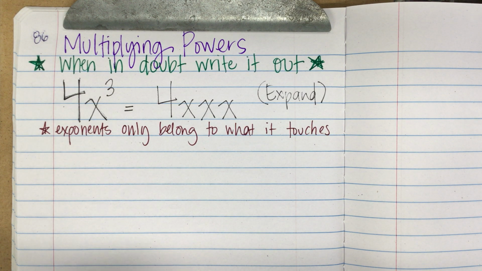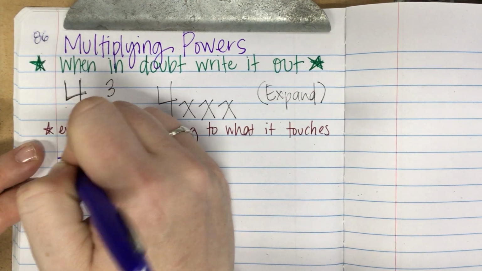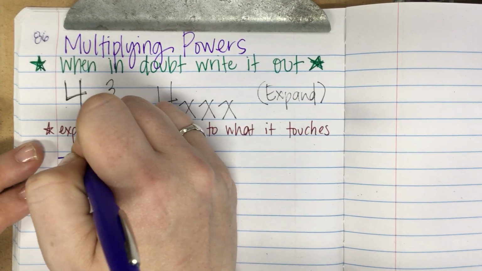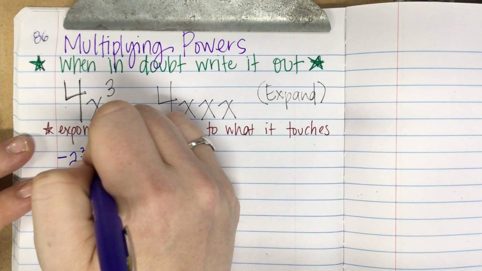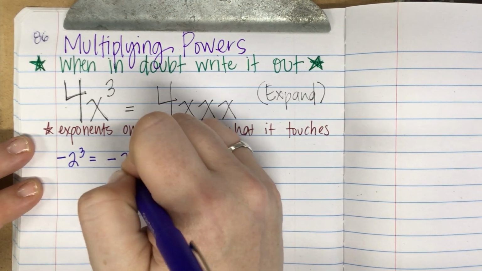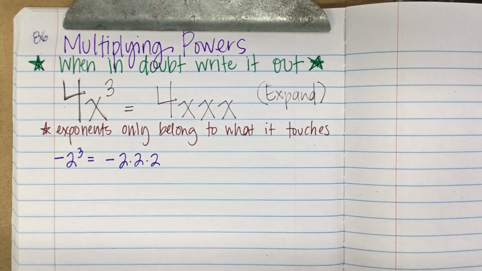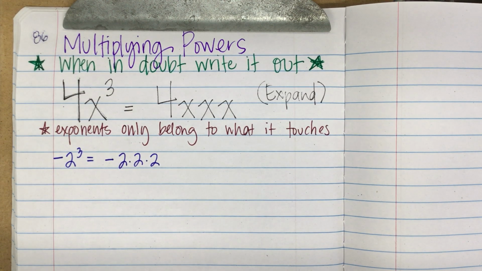For example, negative 2 to the third is negative, and then just the 2 repeats. Because that exponent of 3 only touches the number 2. It does not touch the negative. That negative 2 to the third is 2 to the third with a negative in front of it.